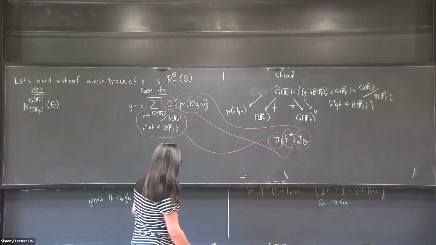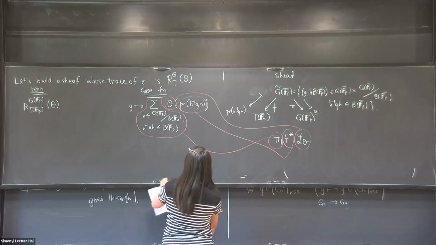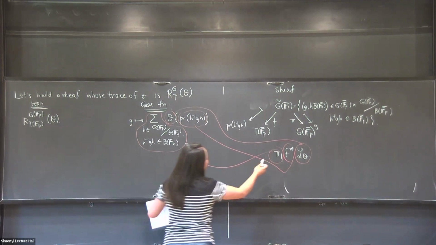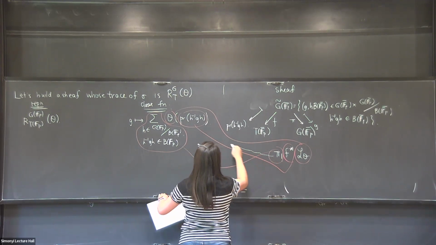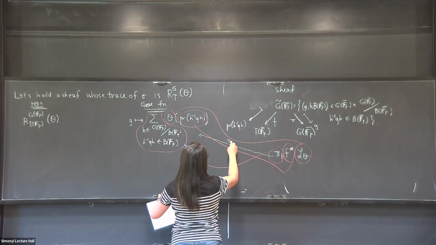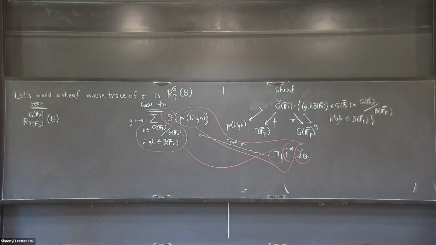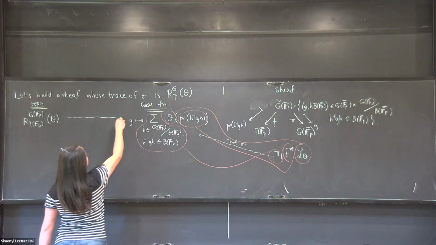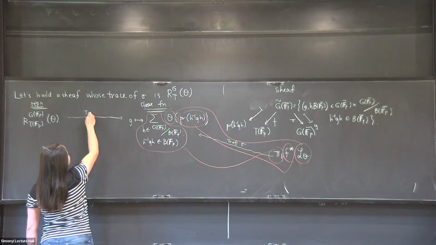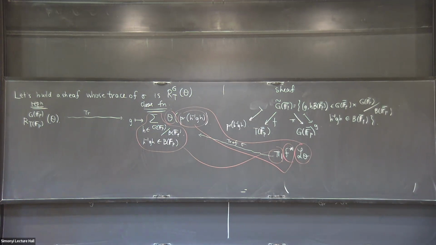Actually, we already see from this point, from all these arrows, that taking trace of Frobenius gives us this middle function. Okay. And what was this function? This thing. This was take trace. Just take trace. That's taking the character.